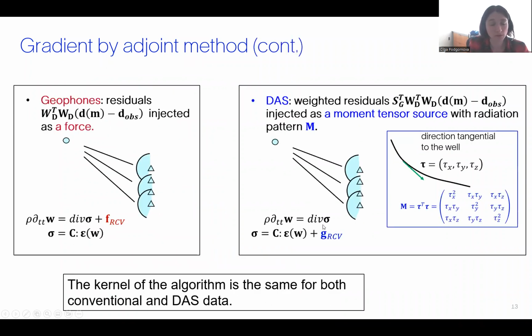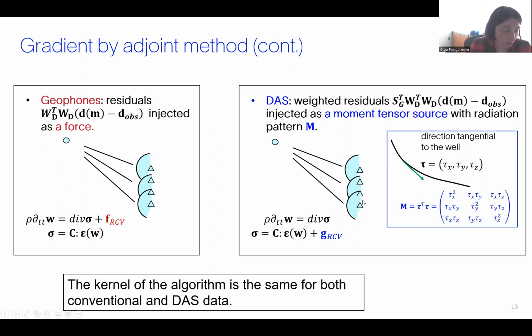So if you go through all the mathematical formulation, what would be the difference between geophone data and DAS data? We measure, assuming that this is averaged strain. For geophone data, the residuals are injected as the force term. But for DAS, for the average strain, first the residuals are averaged in space and then injected as a moment tensor source. The radiation pattern of this moment tensor source, which is described as a matrix here, depends on the deviation of the cable. So basically you have a deviation of the well, and based on that you construct the moment tensor, which would be applied for the back propagation of the residuals.